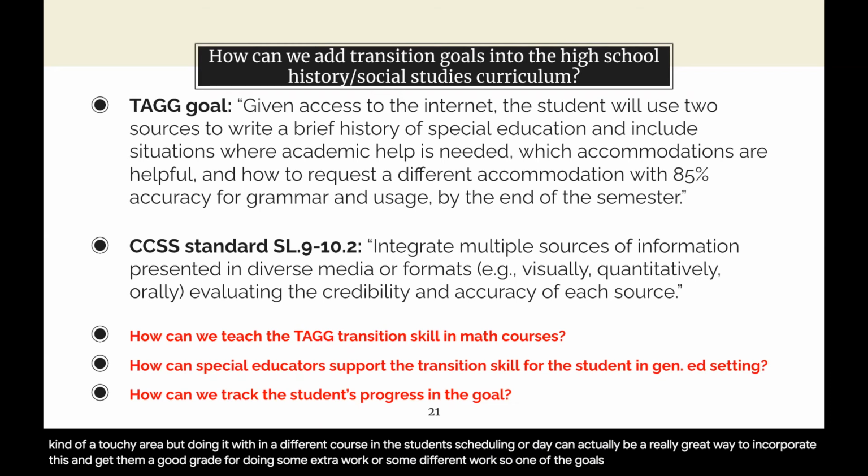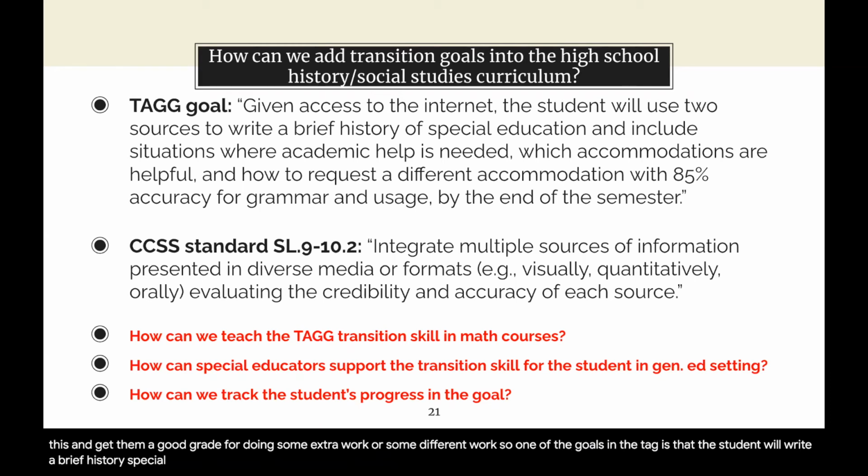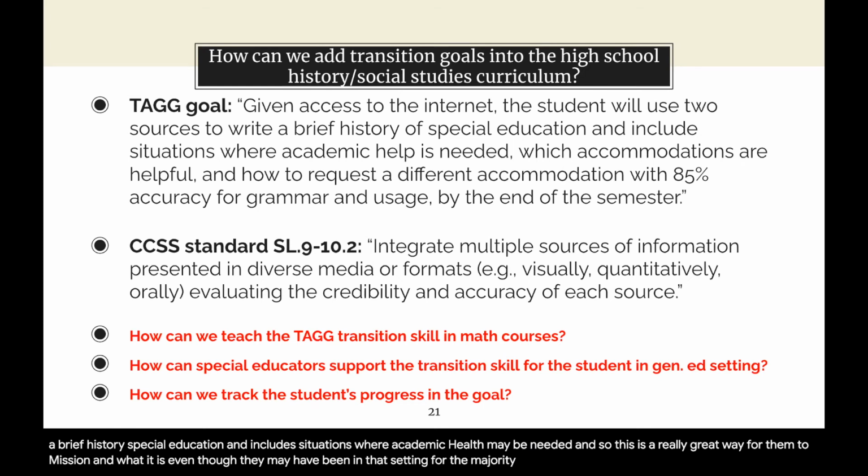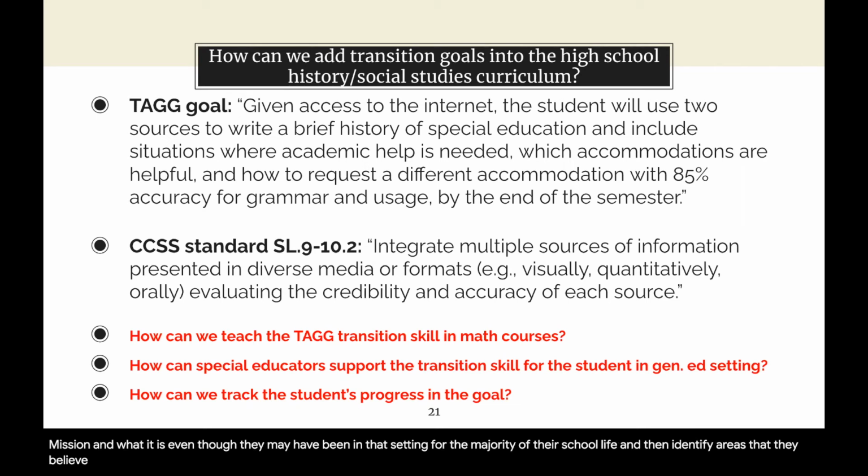So one of the goals in the TAGG is that the student will write a brief history of special education and include situations where academic help may be needed. And so this is a really great way for them to understand their own place in special education and what it is, even though they may have been in that setting for the majority of their school life. And then identify areas that they believe accommodations will be needed.